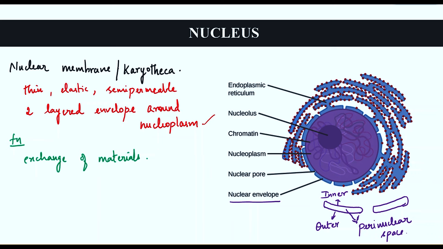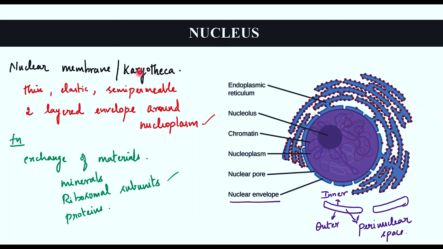So let me write. The materials like minerals, ribosomal subunits. I'll explain what is meant by ribosomal subunits in the further slides. And then proteins. So these are some of the substances or materials which are going to be exchanged, right?